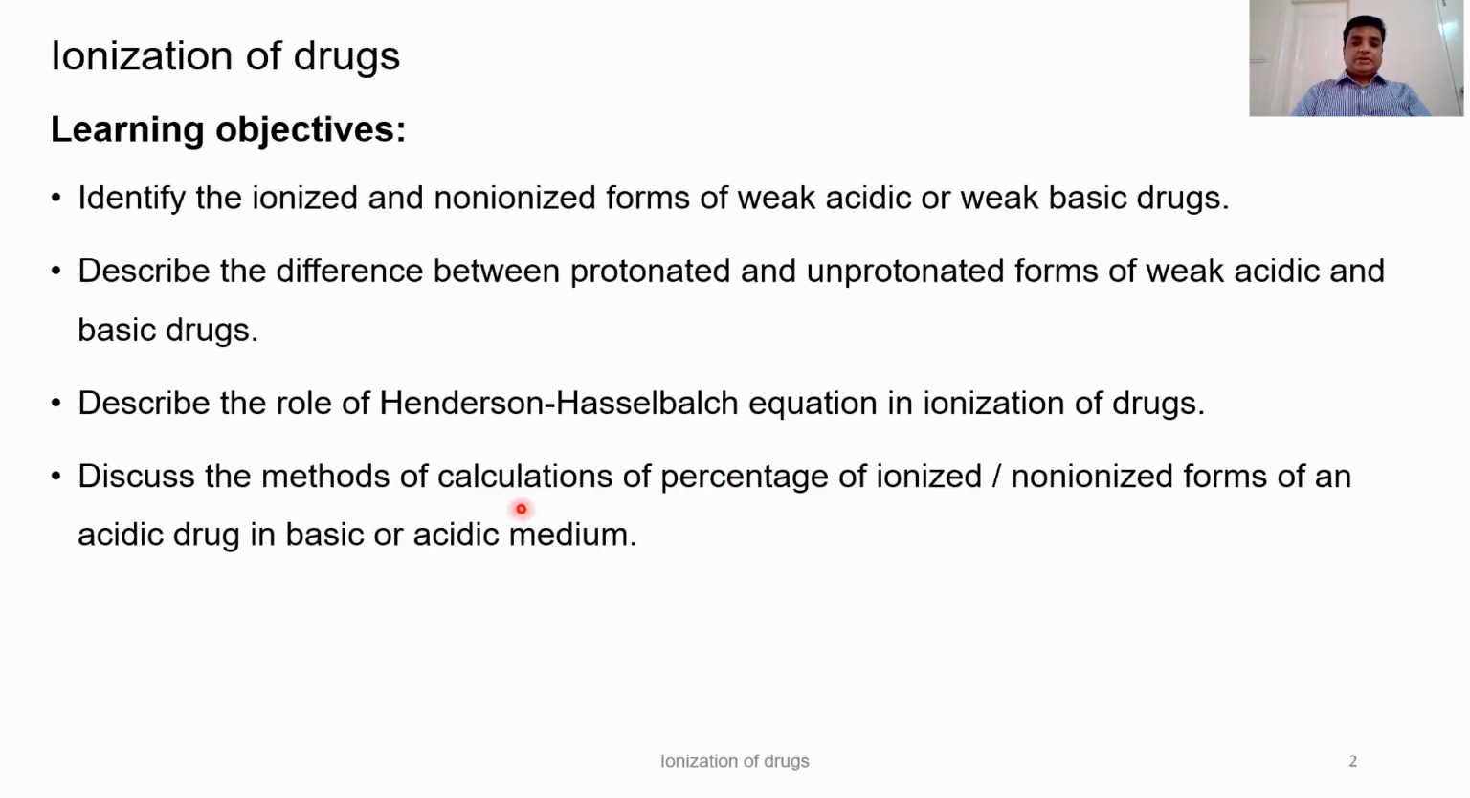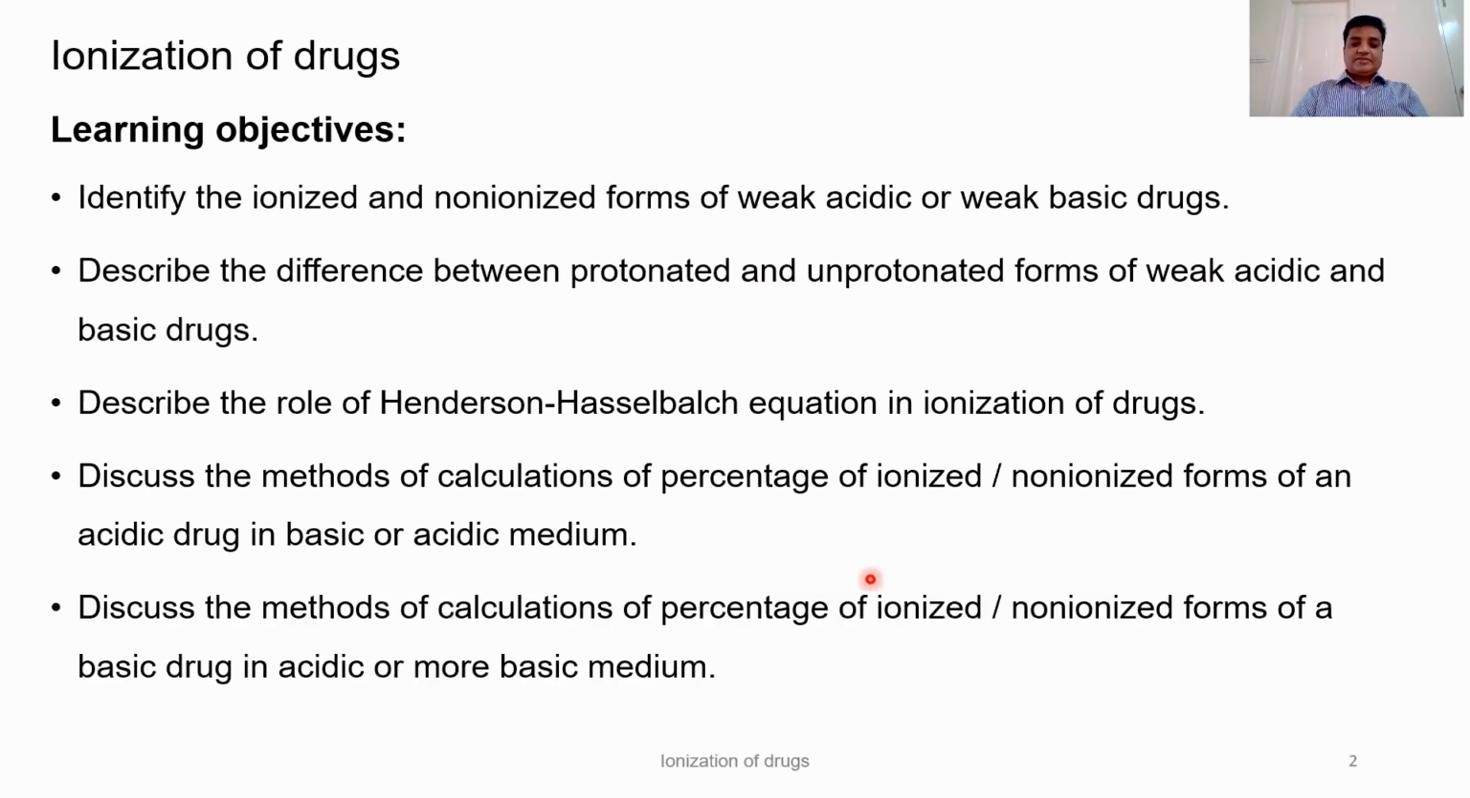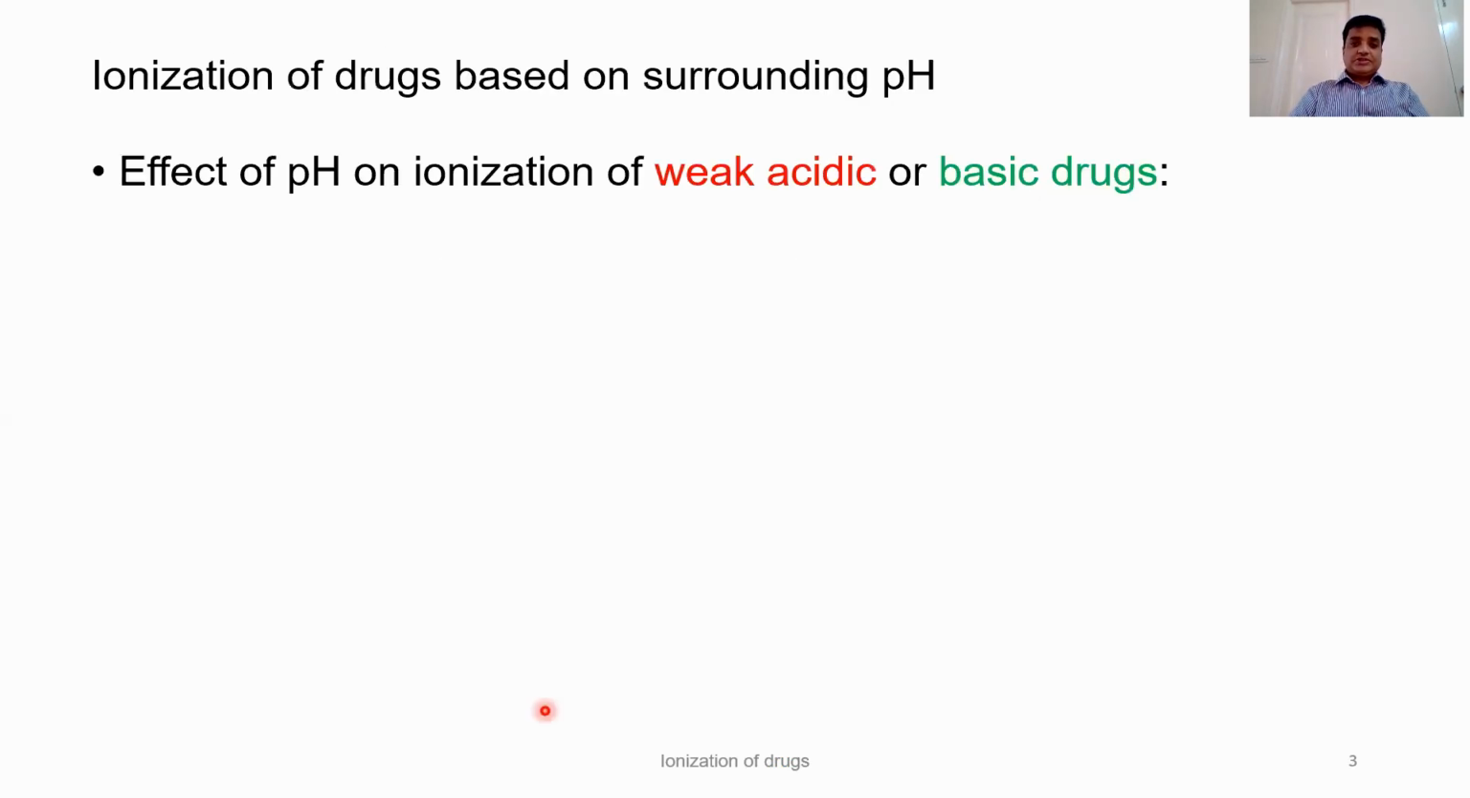Finally, we calculate the percentage of ionized or non-ionized forms of an acidic or a basic drug when they are kept in acidic or more basic media. That's the objectives. Let's start with the discussion of ionization of drugs, which is primarily dependent on the surrounding pH.